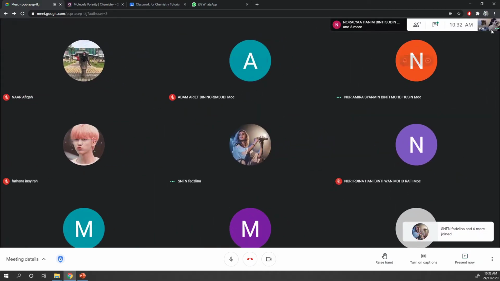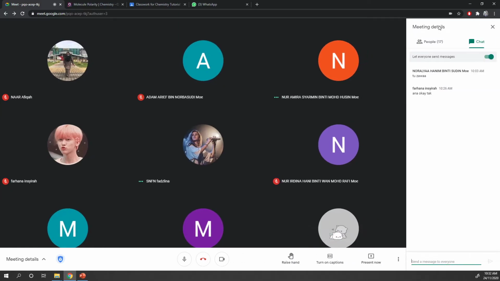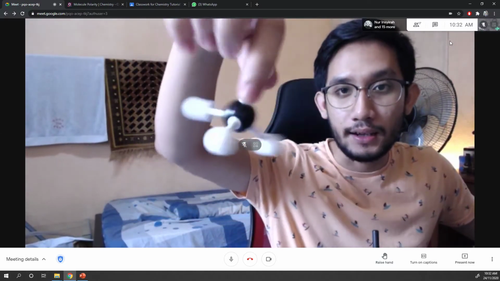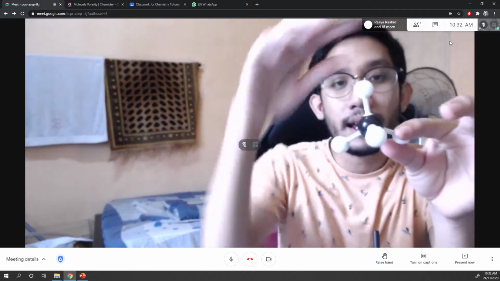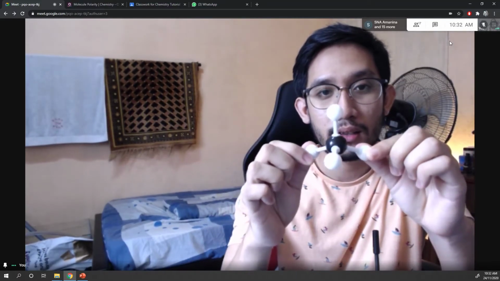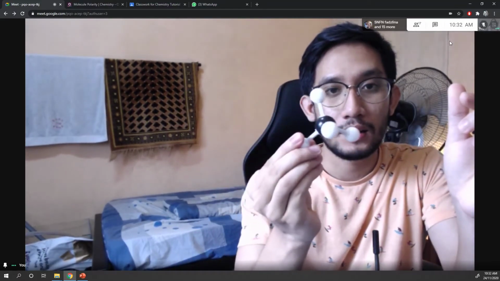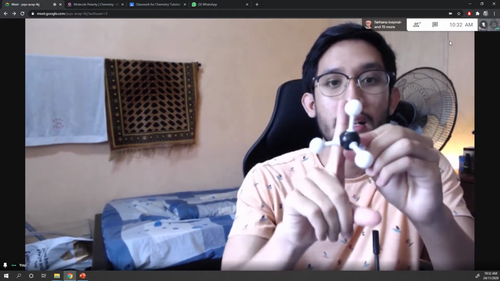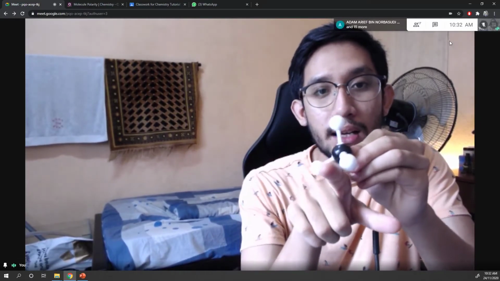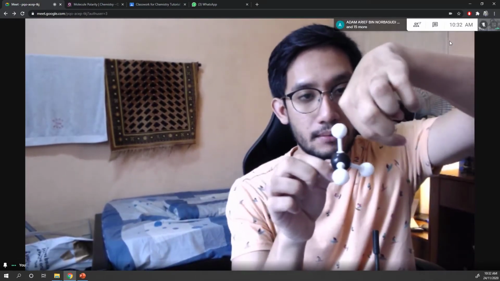Okay, any questions? Okay, so where's my model? Okay, you guys can see here? Here. So, why do I say it is symmetrical? If you look, anywhere I turn it, it will still look like the same molecule. Yes. So, if we have all of the dipole moments pointing, one on top, one towards me, one on the left, and another on the right side.